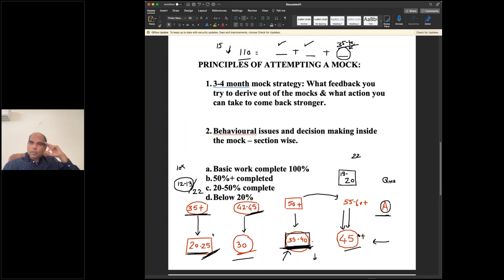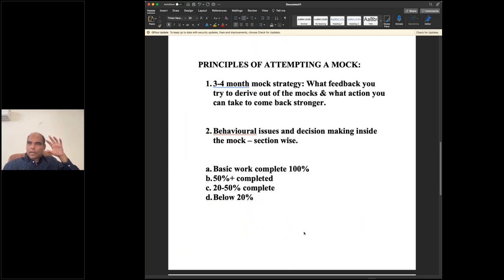Let me clean this board up and come back to this. You are targeting 35-40 in the quant section, but you're only scoring 20-25. So why could this be happening? There could be two reasons. One, as I told you, for scoring 35-40, your ability score has to be 50 plus. That means in every test, you have to know 17 to 18 questions. Without a time limit, you should be able to solve 17 to 18 questions, right?